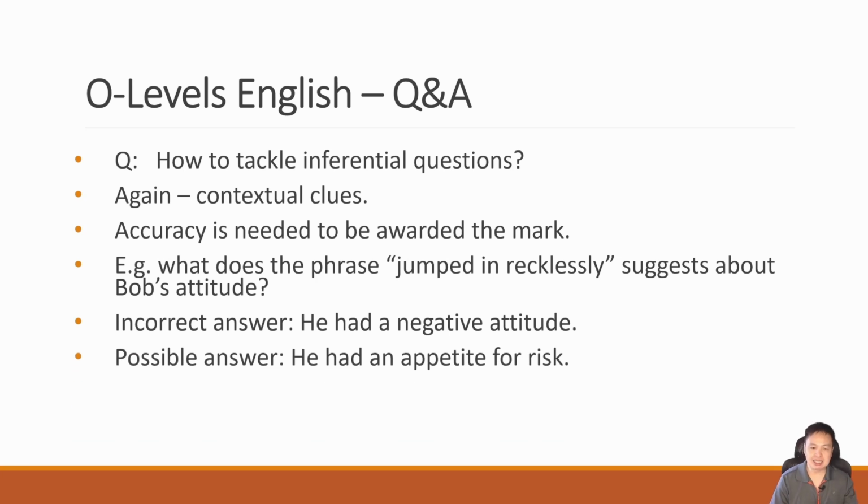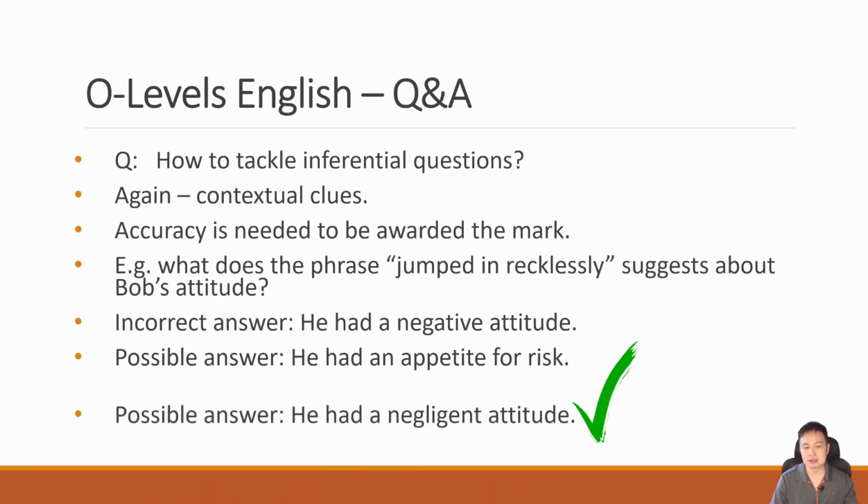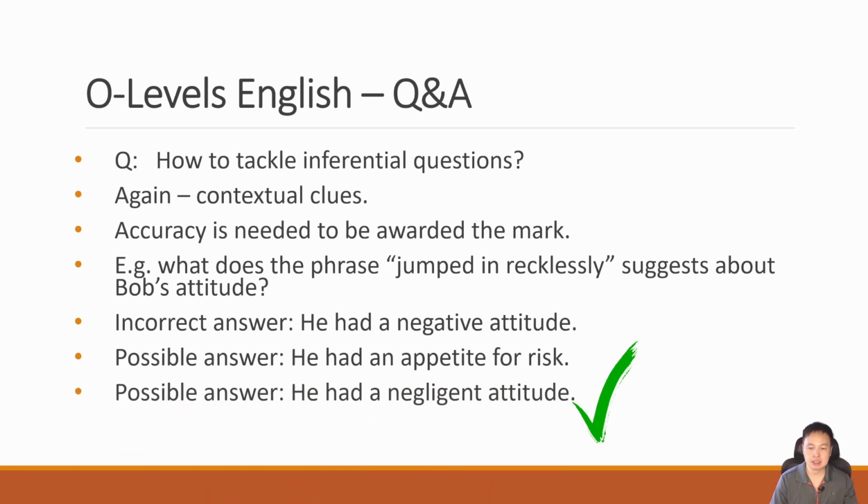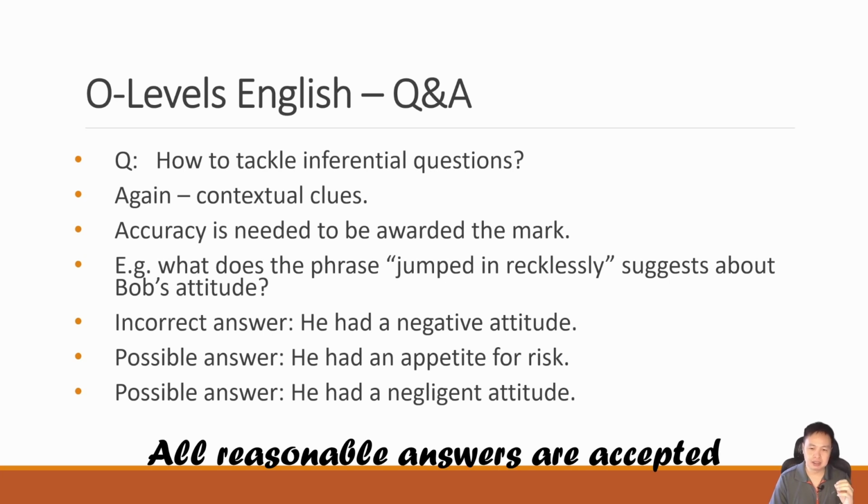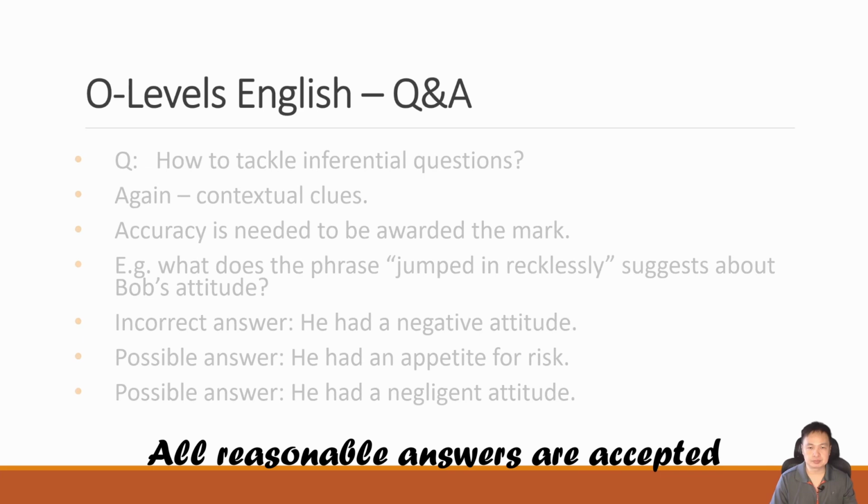So one possible answer is that he had an appetite for risk, or if you want to include the word attitude in your answer, you could write he had a negligent attitude, right? So that's another possible answer. If you try to have the answer that's as accurate as possible, as long as it's a very reasonable answer, most likely you will be awarded the mark.